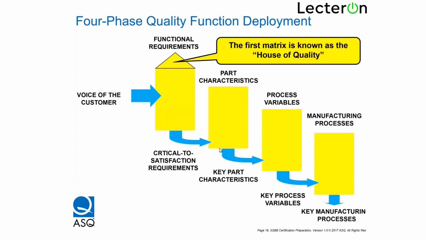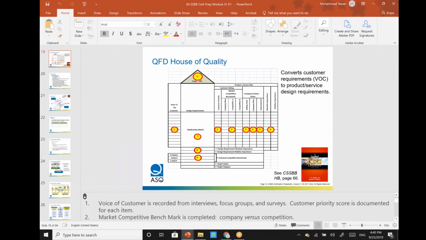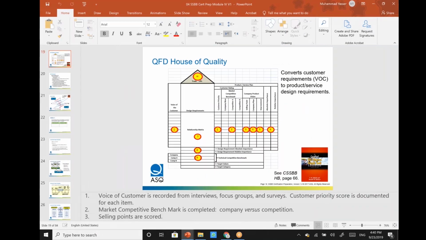Four phases of quality function deployment, starting with functional requirements, voice of the customer, which is functional requirements, critical to satisfaction requirements, part characteristics, which is key part characteristics, key process variables, and key manufacturing process. What you see here is a house of quality. You see voice of customer. Number 1, the voice of customer is recorded from interviews, focus groups, whatever we were talking about. Number 2, a market competitive benchmark is completed, like company versus competition.